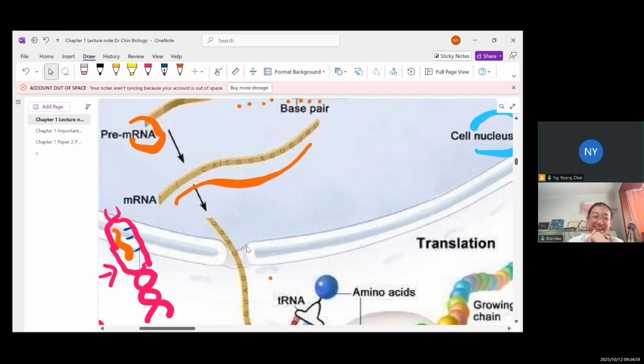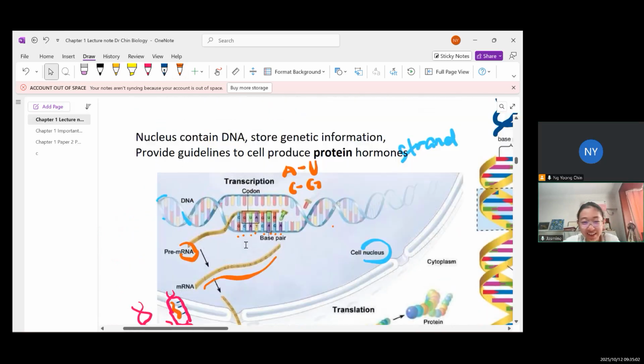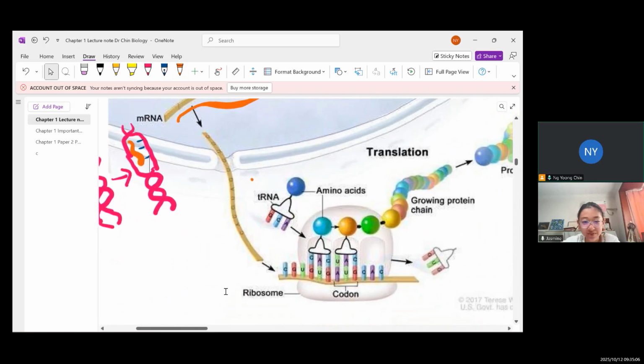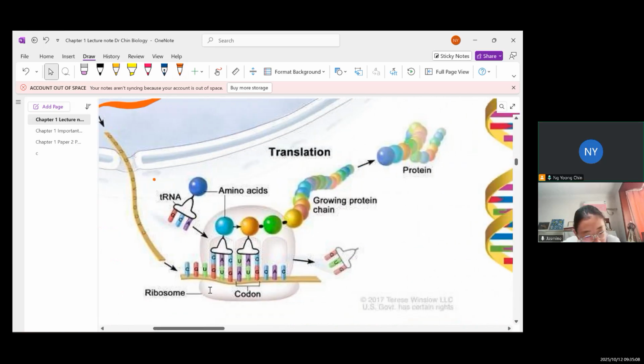They will go out, okay? So once the RNA goes out, they can find their best friend. So RNA, their best friend is what? Ribosome. Ribosome is their best friend.